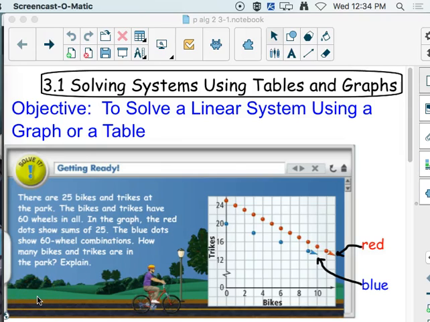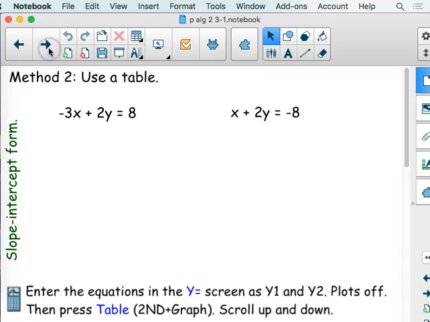Our objective is still the same as yesterday. It is solve a linear system using a graph or a table. Now, sometimes, think about the homework that you had last night. You probably could have found the solutions to that without a graphing calculator, because you guys know how to graph. And when we get to the test, you are going to have to graph the lines yourself. And we really have already tested on that before, especially when it's the y equals mx plus b formula.